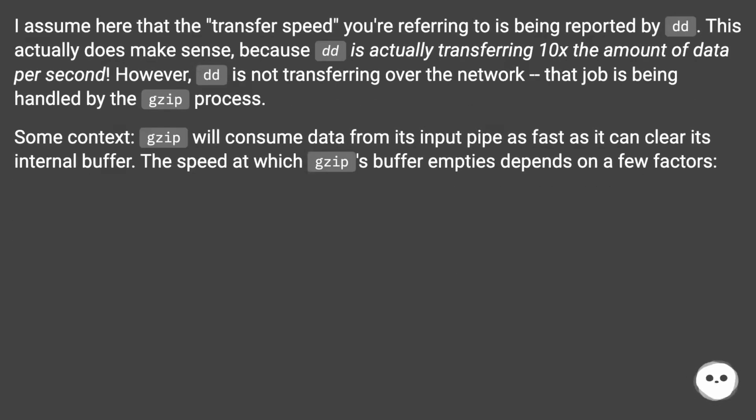I assume here that the transfer speed you're referring to is being reported by DD. This actually does make sense, because DD is actually transferring 10x the amount of data per second. However, DD is not transferring over the network, that job is being handled by the Gzip process. Some context: Gzip will consume data from its input pipe as fast as it can clear its internal buffer. The speed at which Gzip's buffer empties depends on a few factors.